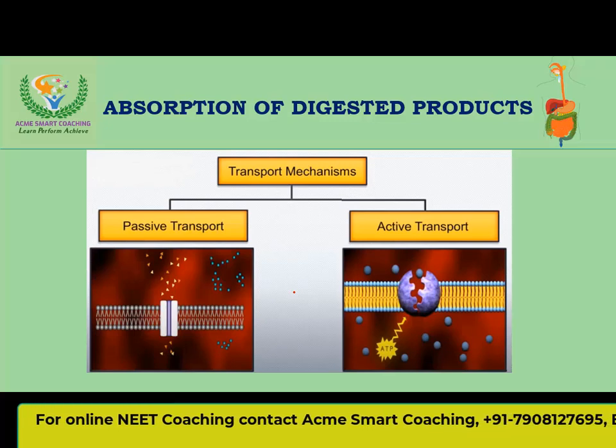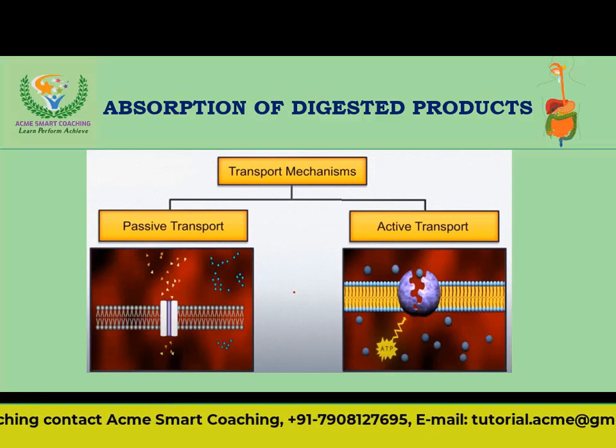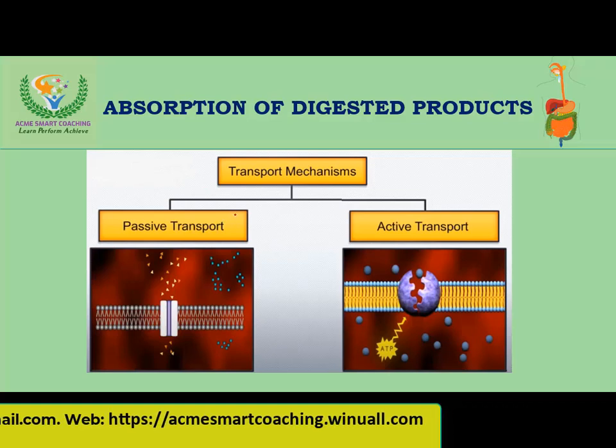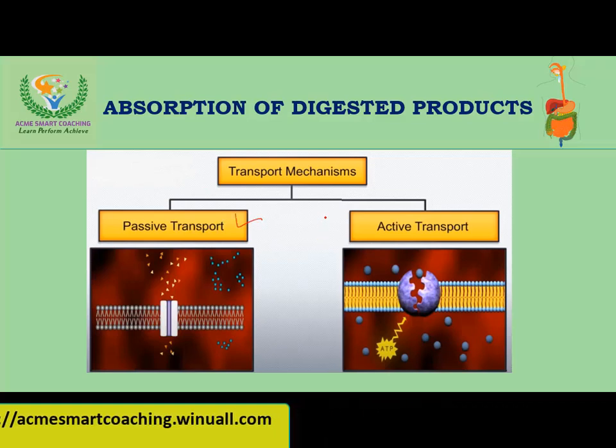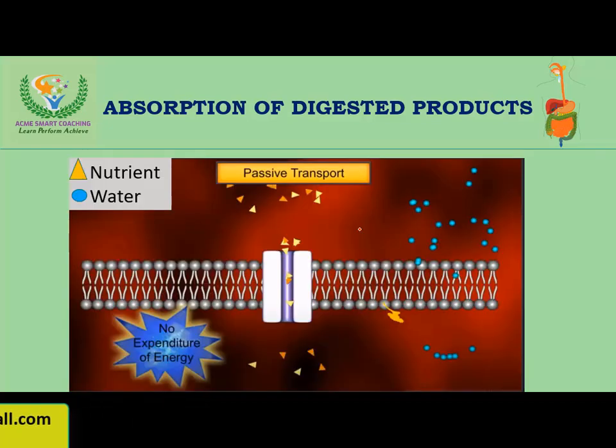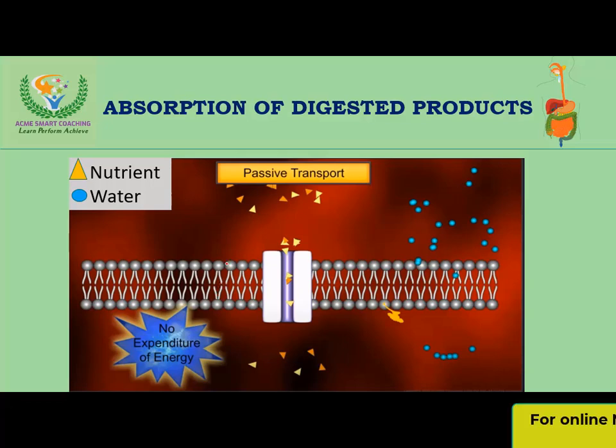Now coming to the transport mechanism, we observe two modes of transport across the membrane. One is passive transport, which does not require expenditure of energy; the other is active transport, which requires expenditure of energy. In passive transport, molecules move from higher concentration to lower concentration, along the concentration gradient, with no expenditure of energy.